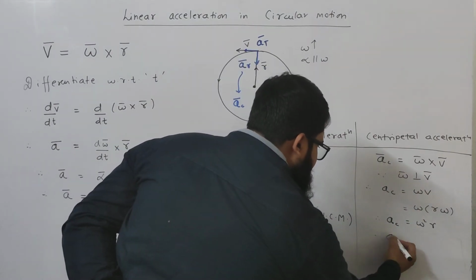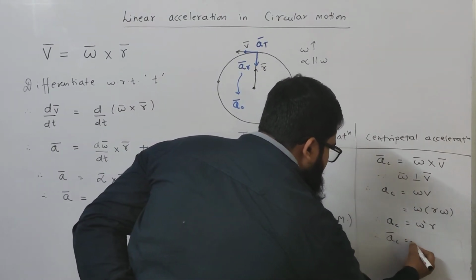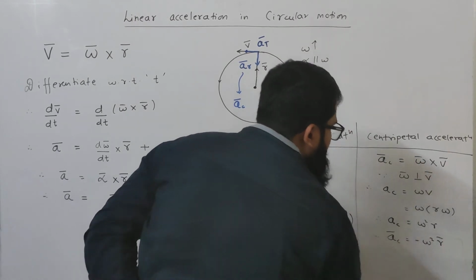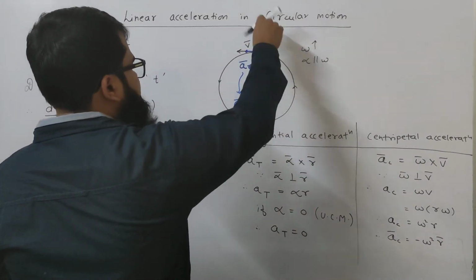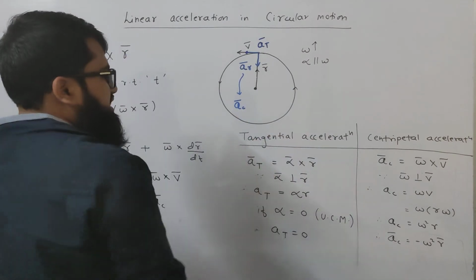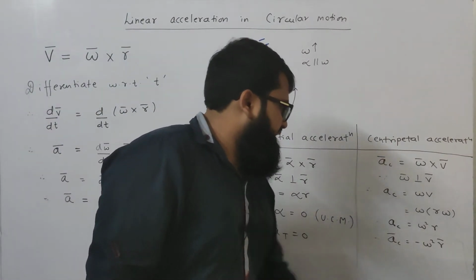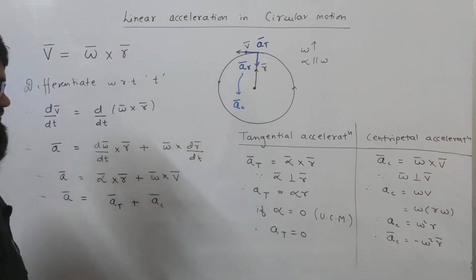If you want to write it in vector form, AC bar would become minus omega square r bar, because the direction of r bar is radially outwards and the direction of AC bar is radially inward. They both are opposite vectors, and hence we have to put a minus sign.